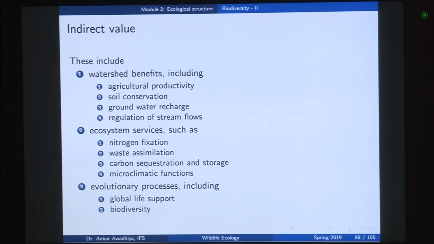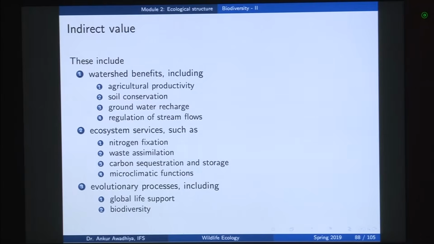Now, indirect value includes things like watershed benefits, that is agricultural productivity, soil conservation, groundwater recharge, regulation of stream flows. Now, these are indirect values, but even in this case, I am not taking out soil to be used in my own farmlands, but because we have a forest, it is conserving the soil. So, that is not just being useful for me, but it is useful to the society at large. So, it is an indirect value, or things such as ecosystem services like nitrogen fixation or waste assimilation.